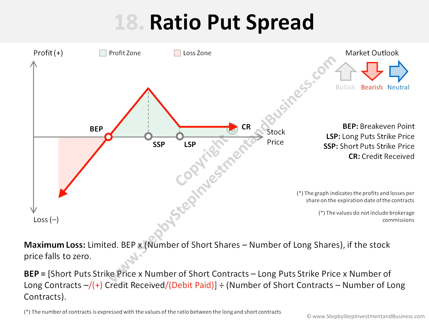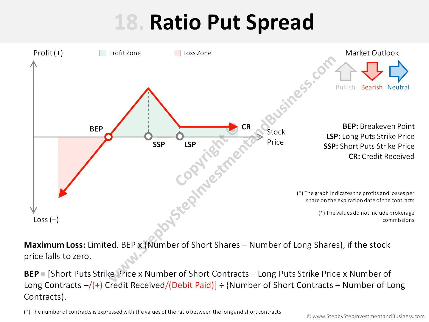The maximum loss that we are exposed to is also limited. The most we can lose is equal to the break-even point multiplied by the number of short shares minus the number of long shares. This occurs if the stock price falls to 0. Although the maximum loss is limited, its value can be very high. So be very careful with this, because with this strategy, we are exposed to a loss that can be very large.